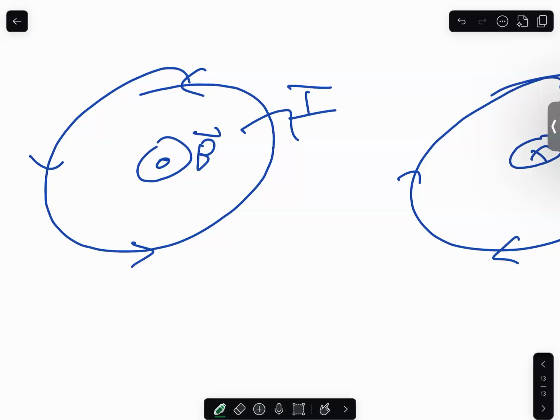Let me test you. Suppose this field gets stronger. The flux is getting more out of the page. Which direction would the reaction current be? Tell me why. No, current can't go in. Current has to go clockwise or counterclockwise.